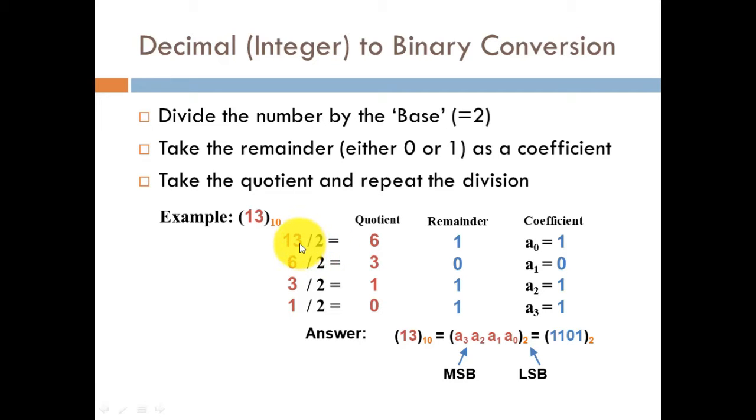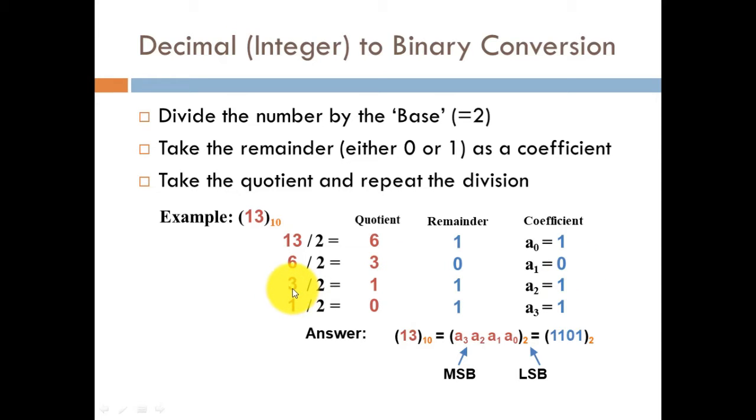We are going to start by dividing by 2. When 13 is divided by 2, the quotient is 6 and the remainder turns out to be 1. Here we are writing coefficients in a separate column, such as a0 equal to 1. Then again we divide that quotient by the base, 2. So 6 divided by 2 gives quotient 3 and remainder 0. And again we write it down separately, a1 as 0.